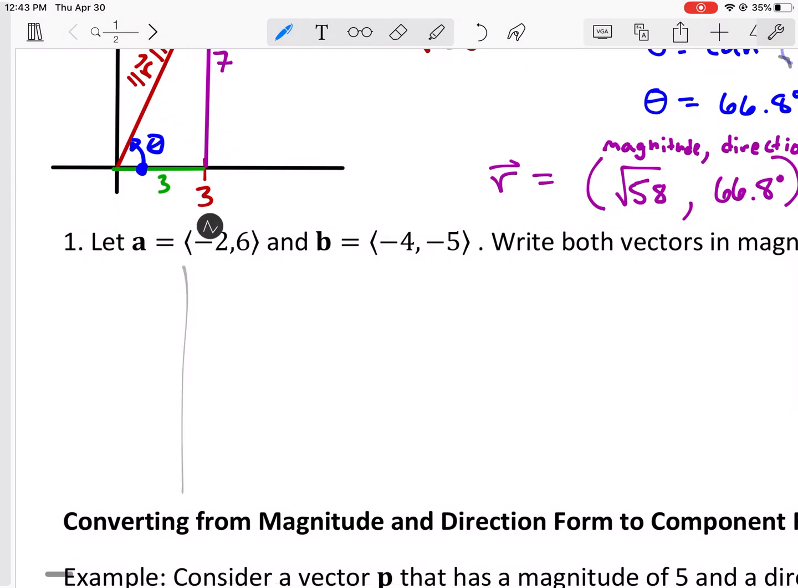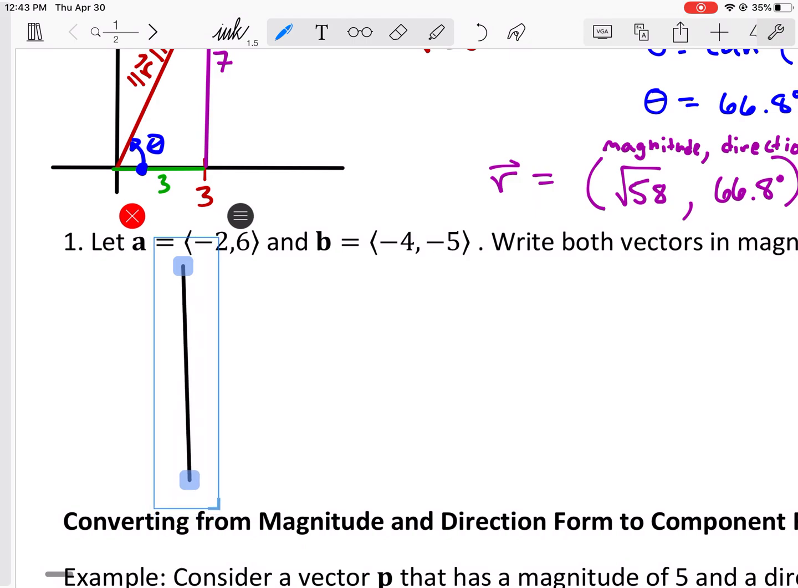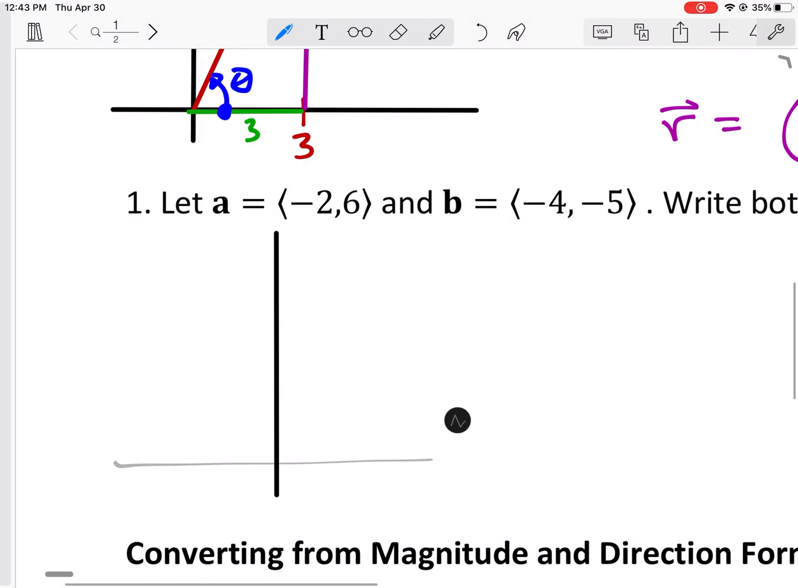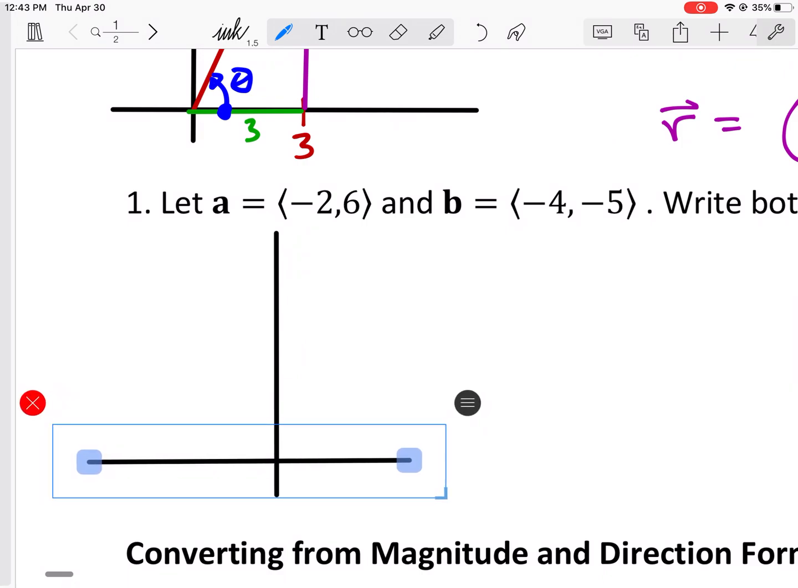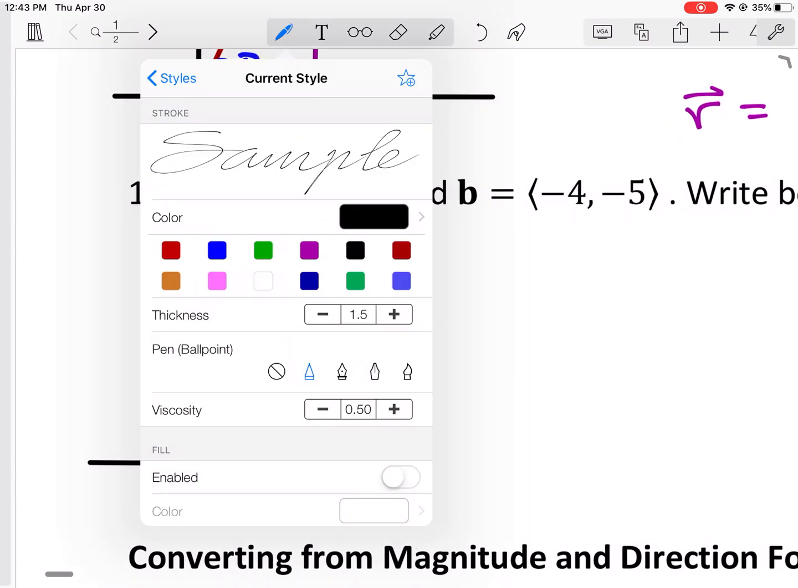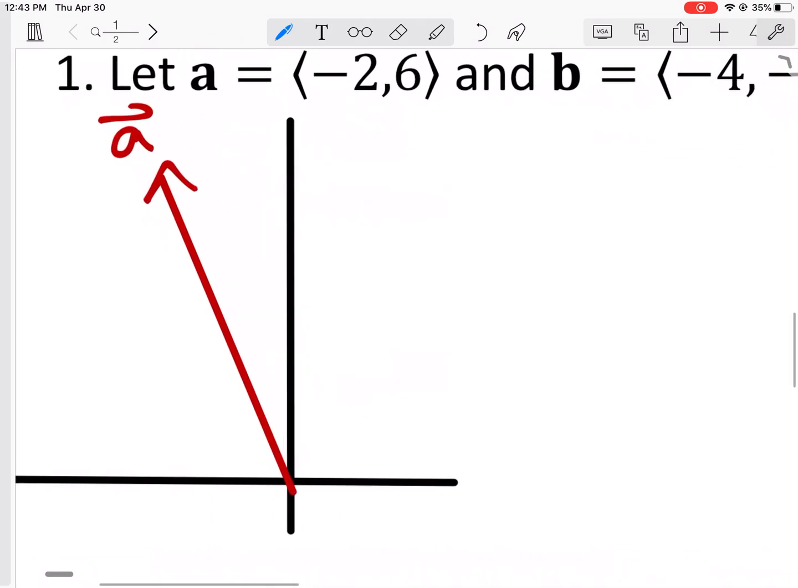Vector A, -2, 6 are the components. So if we were to start at the origin, that vector would be in quadrant 2. So I'll focus in on quadrant 2. Sketch our vector. Its horizontal component was -2 and its vertical component was 6.